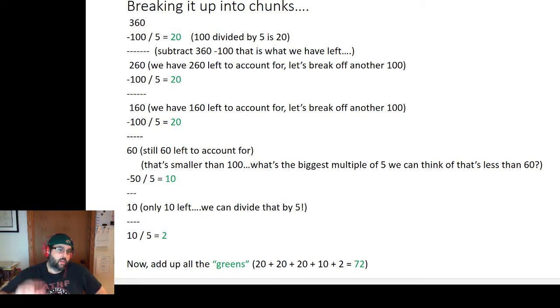Okay? If we add all those numbers together, we get the same answer we would have got if we had just gone to a calculator and said, what is 360 divided by 5? So, add up all the greens, 20 plus 20 plus 20 plus 10 plus 2, that's 72, okay? You put 360 divided by 5 in your calculator, you'll get the same answer.